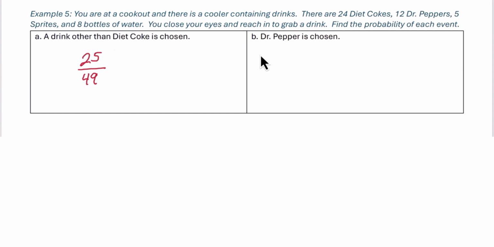And in part B, Dr Pepper, my favorite. What is the probability of choosing a Dr Pepper? Well, there are 12 Dr Peppers divided by a total of 49 possible outcomes. So the probability of getting Dr Pepper, if we choose at random, is 12 divided by 49.